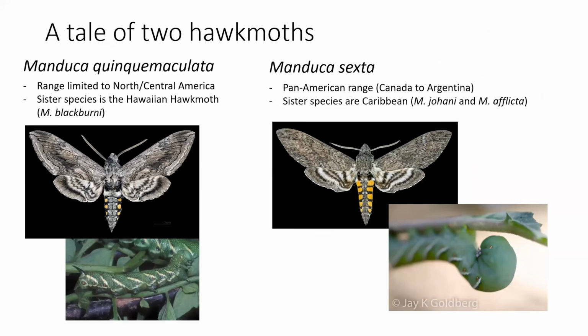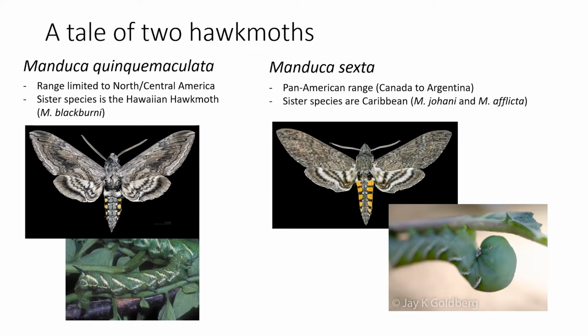Manduca quinquemaculata has a much more limited geographic range. It's only found in North and Central America. It also has a much narrower range of host plants. Its sister species is actually the Hawaiian endemic hawk moth. Manduca sexta, on the other hand, has a Pan-American range. It has very closely followed solanaceous crop plants such as tomato, tobacco, and capsicum. Its sister species are a couple of Caribbean species. And overall, Manduca sexta tends to have a greater range of host plants.